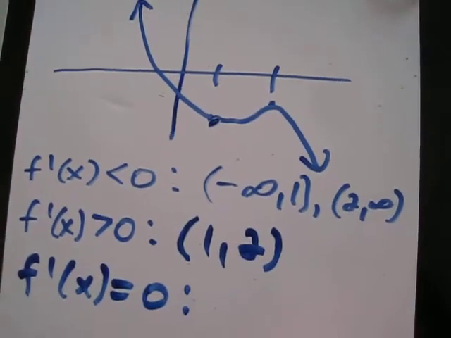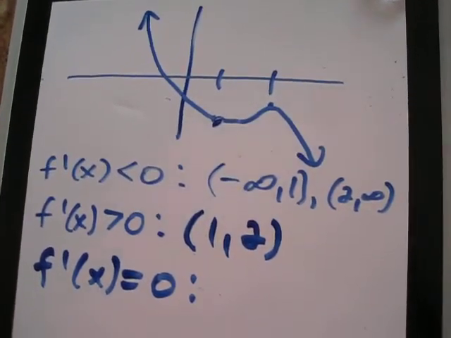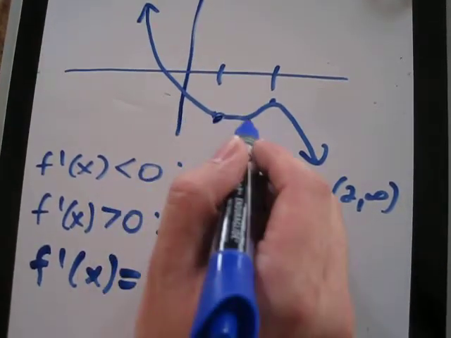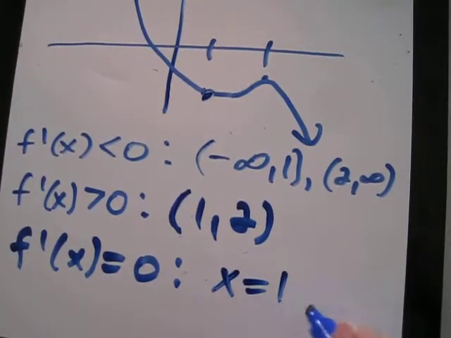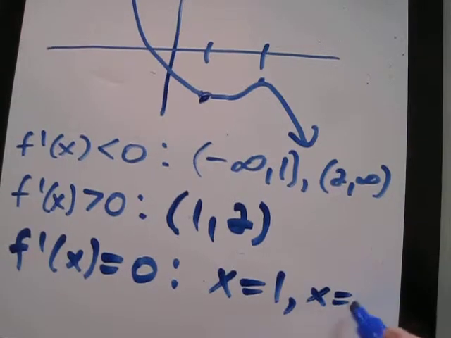In other words, where the critical numbers of the function are, or where the function has a horizontal tangent line. And as you can see, that occurs at x equals 1 and at x equals 2.